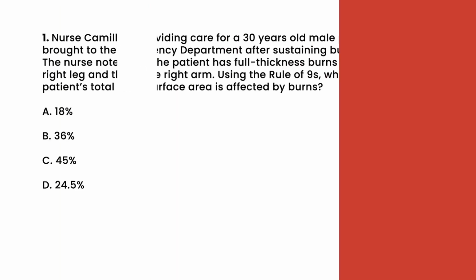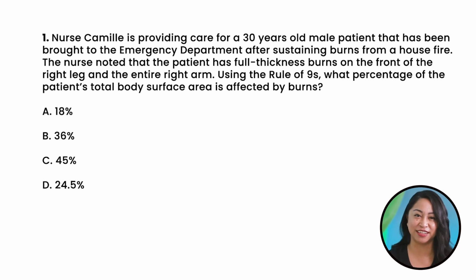Ready for question 1? Nurse Camille is providing care for a 30-year-old male patient that has been brought to the emergency department after sustaining burns from a house fire. The nurse noted that the patient has full thickness burns on the front of the right leg and the entire right arm. Using the Rule of Nines, what percentage of the patient's total body surface area is affected by burns? A, 18%, B, 36%, C, 45%, or D, 24.5%.